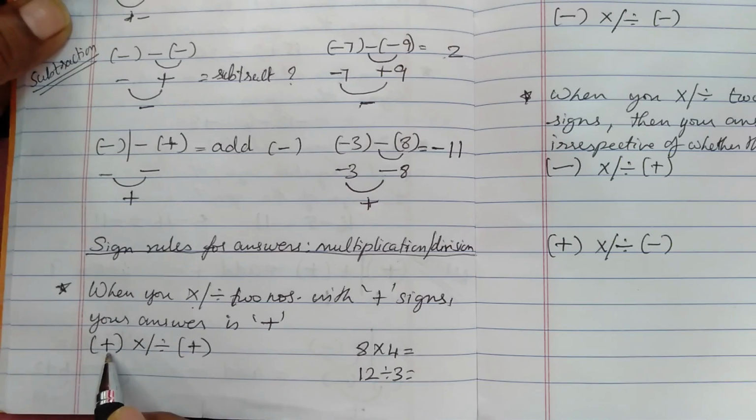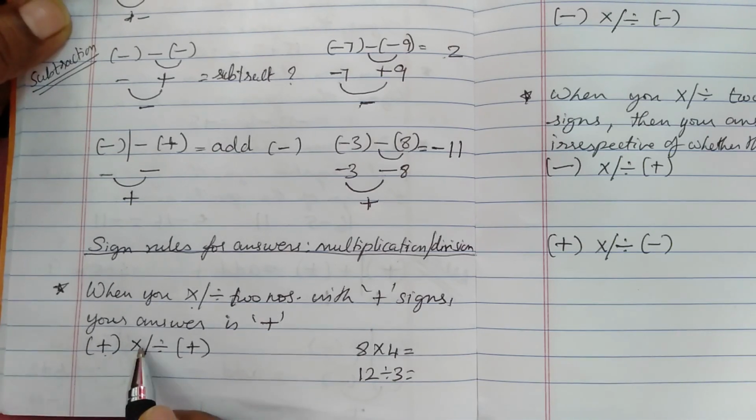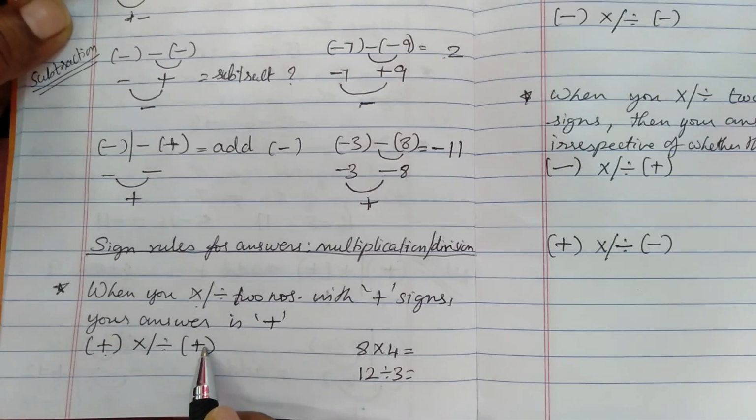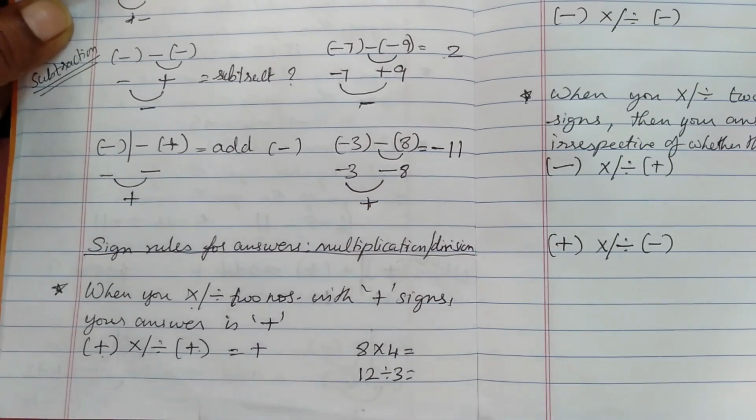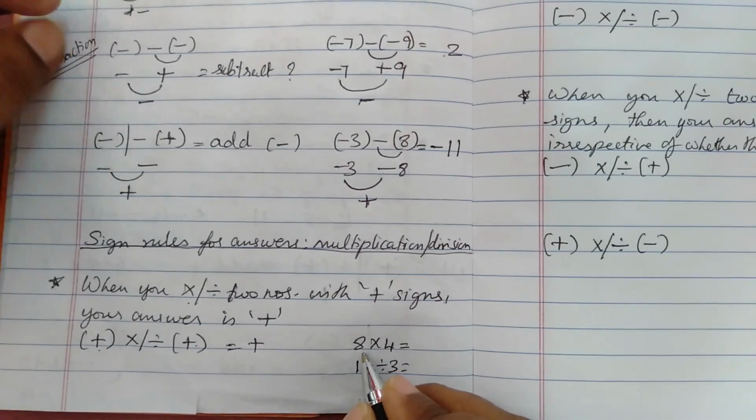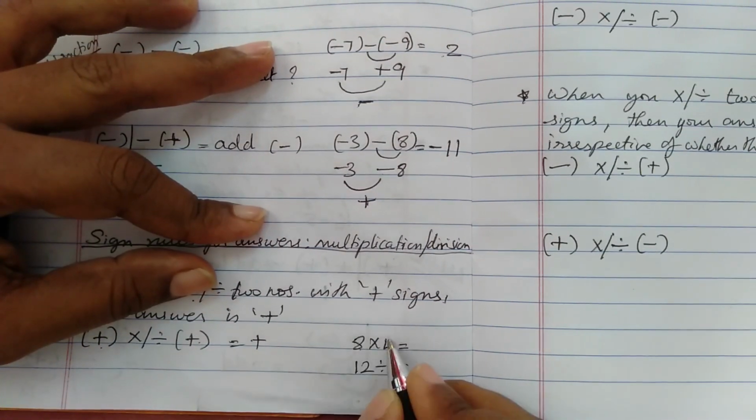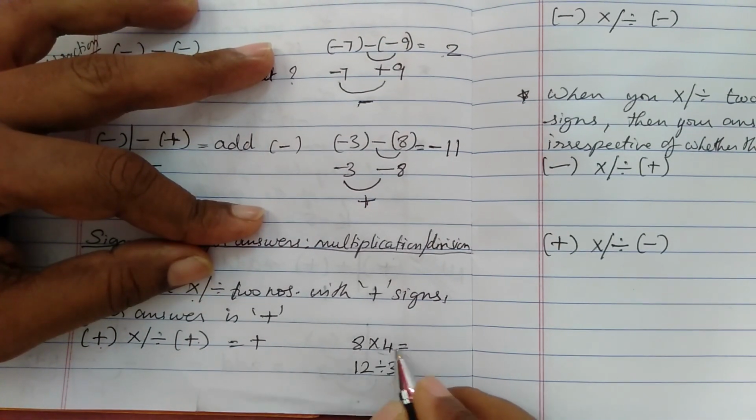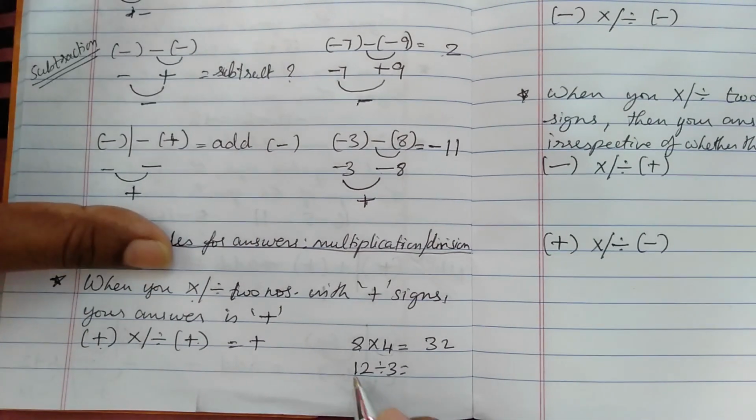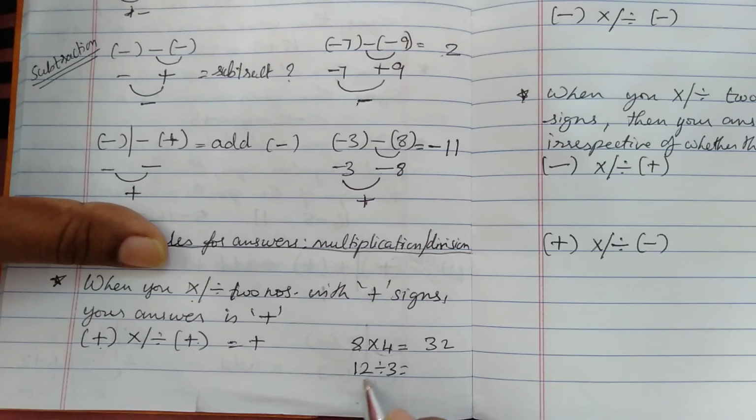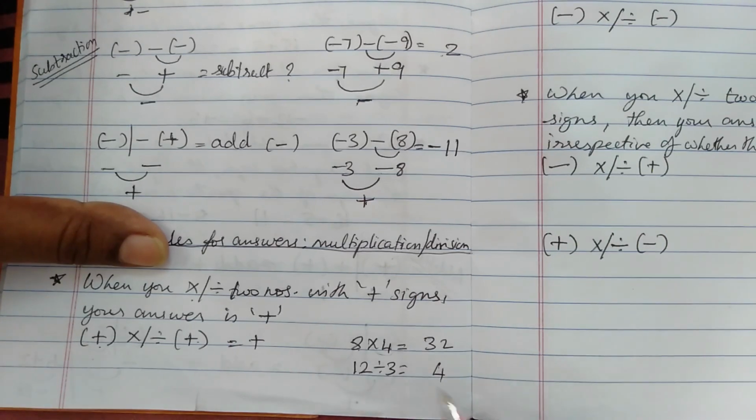It means that here is a positive number, and you multiply or divide with another positive number, then your answer is positive. Okay, see for example 8 is a positive number and 4 is a positive number. When you multiply this, 8 4s are 32, your answer is positive. And here you have again 12 is positive and 3 is positive. 12 divided by 3, your answer is 4. Since both are positive, your answer is positive.